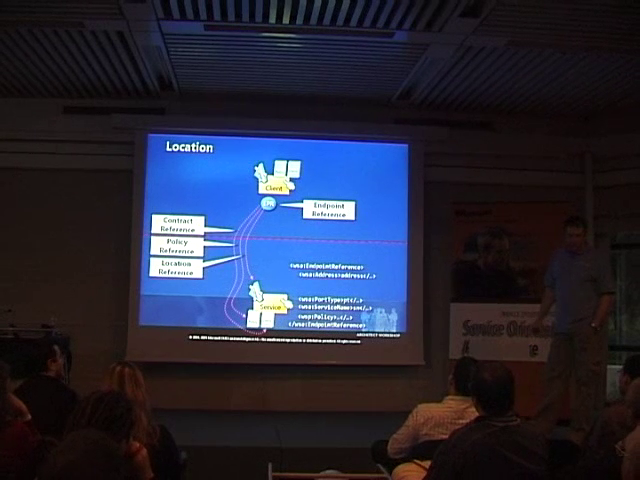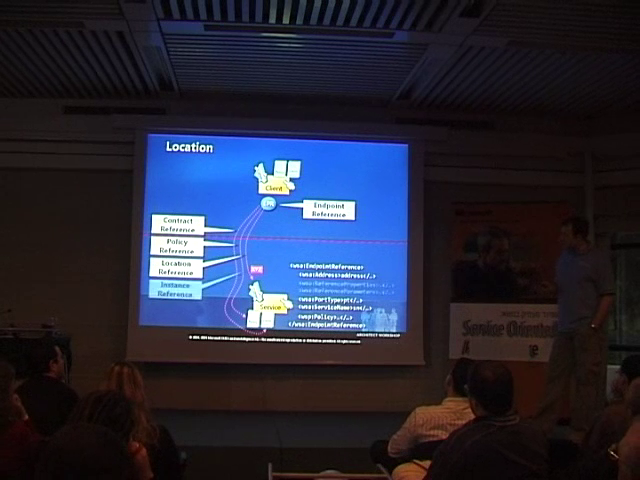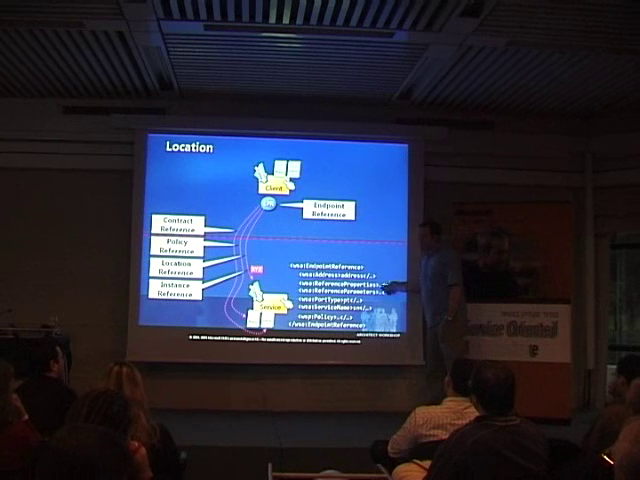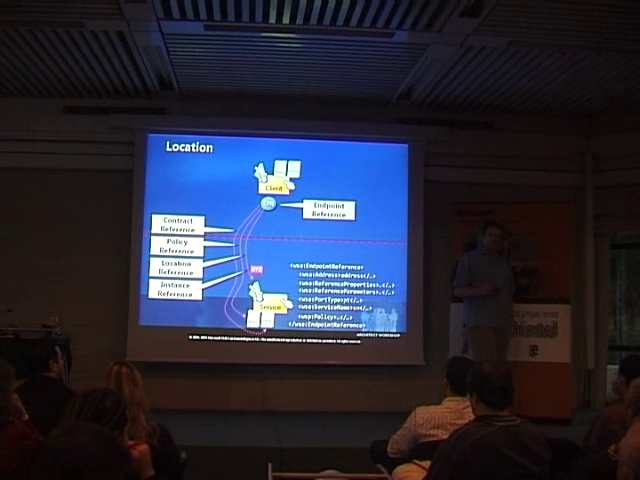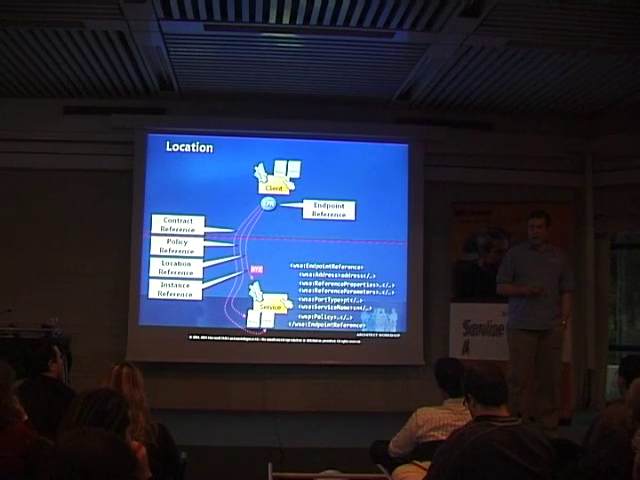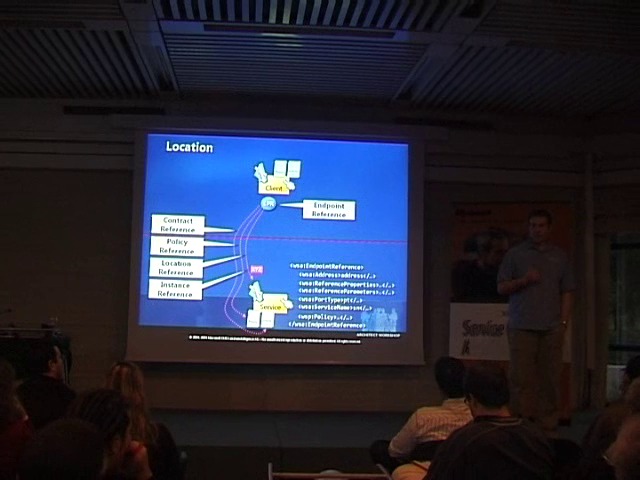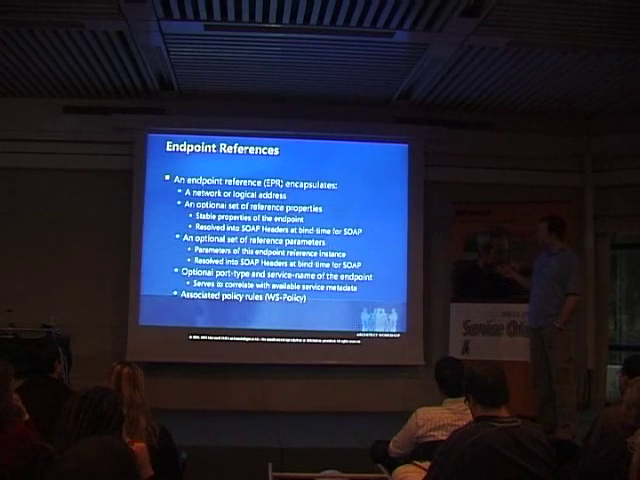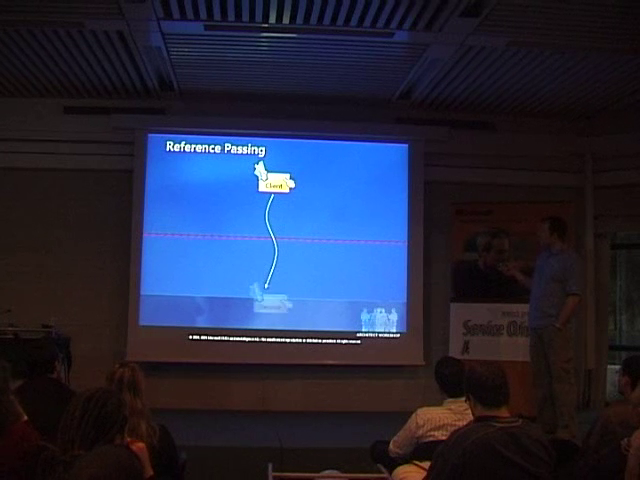There's the location reference. This is your URL. And then there's an instance reference with reference properties and reference parameters. And those reference properties and reference parameters allow you to set cookies on your communication part with your communication party. It's a cookie mechanism. It's the easiest way to explain it. Let me explain that to you in a few better terms and then it comes here in reference passing.